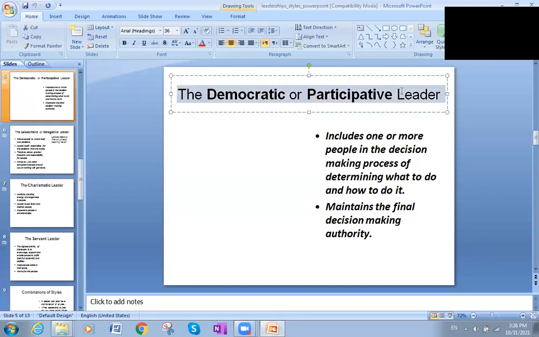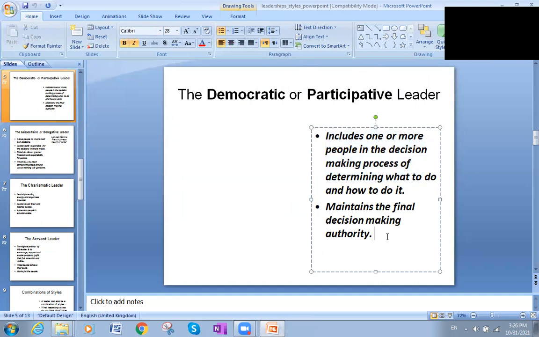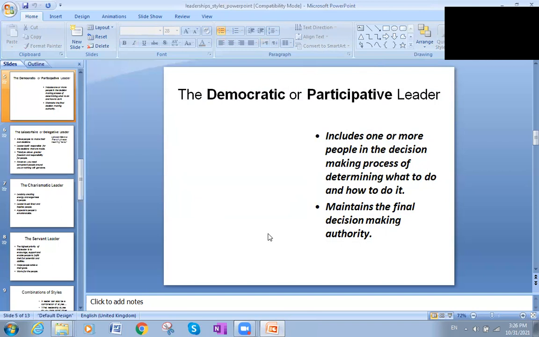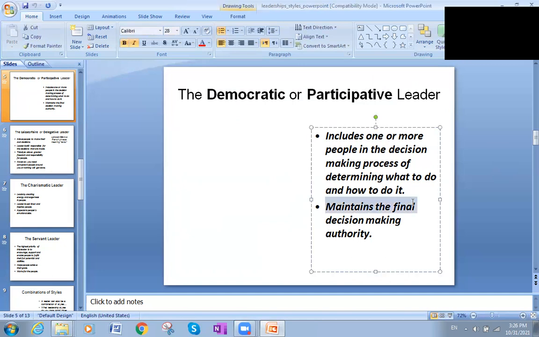The democratic leader, on the other hand, includes one or more people in the decision-making process, because people here are participating in decision-making, and he maintains the final decision-making authority also. So he keeps the final decision for himself, but he might take the opinion of the others around him. He might ask them for their opinion. So the participative or democratic leader, like we said, involves participation from the others in decision making, but the final decision is still in his hand.